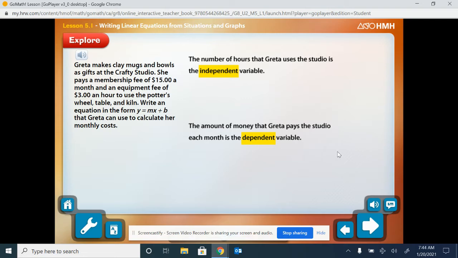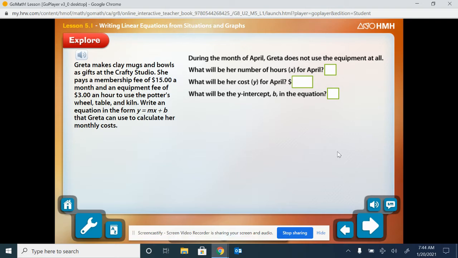Yes, that's right. The amount of money that Greta pays depends on the number of hours that she uses the studio. Now, let's find the y-intercept.